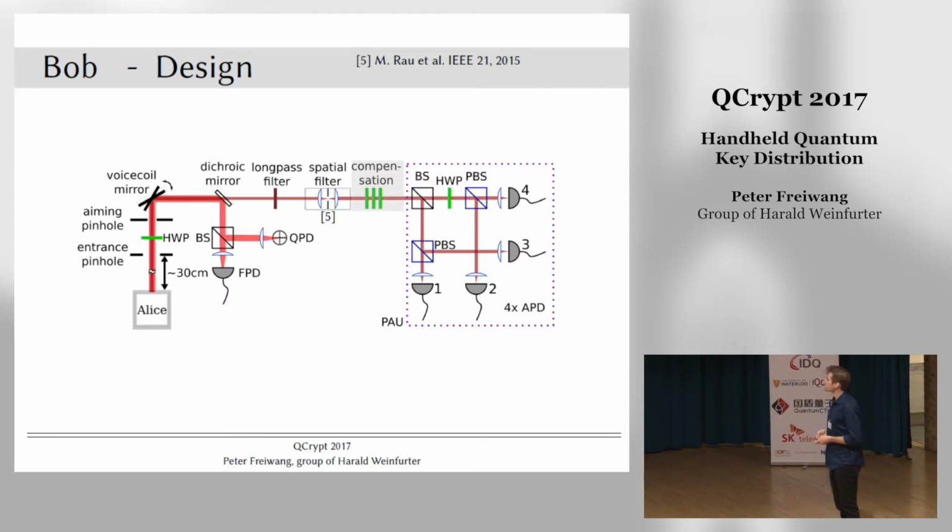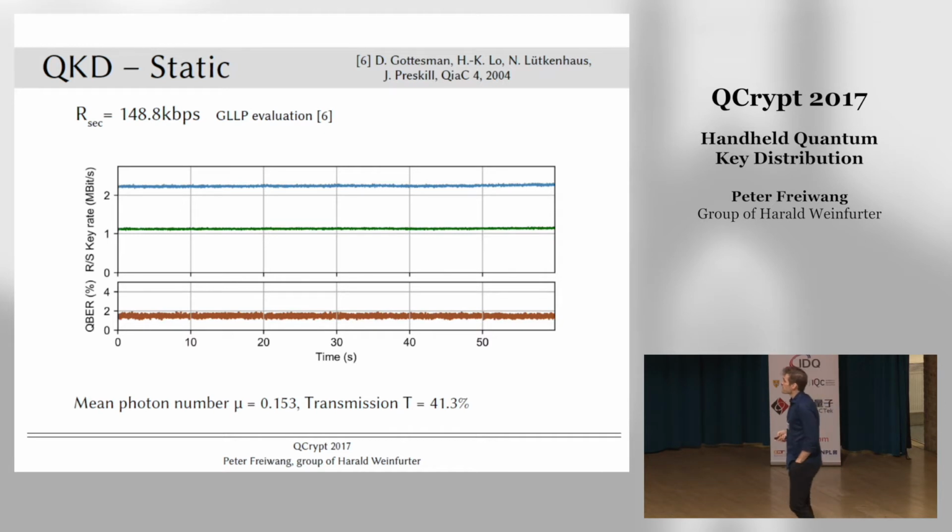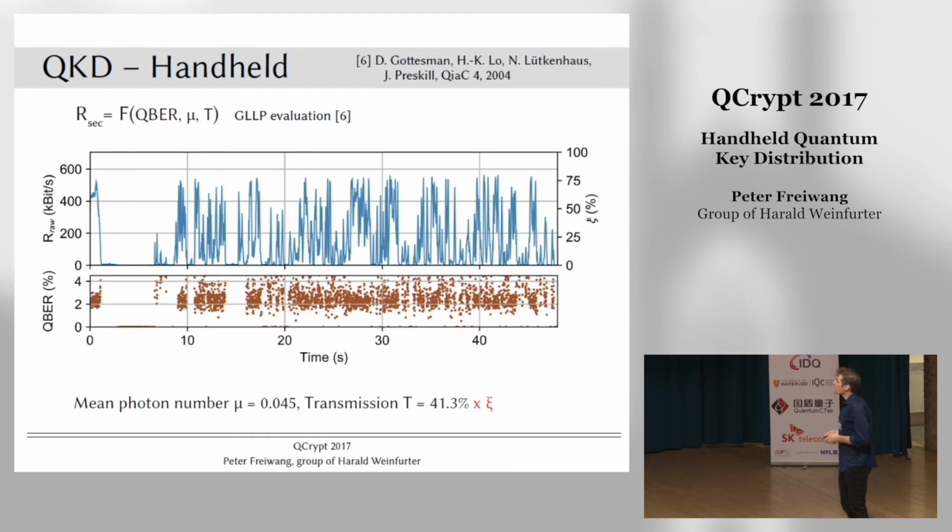So now we can make QKD, and what you see here is the raw and sifted Q rate, as well as the QBER. The QBER is quite low, below 2%, and we end up with a secure key rate of about 148 kilobits. And what you can see here is basically that the module is really stable, and that we can use that. Now we can make handheld QKD.